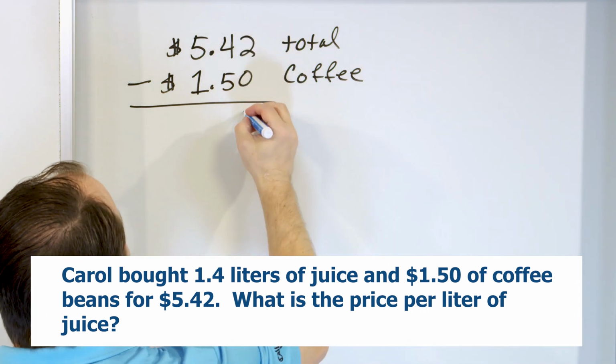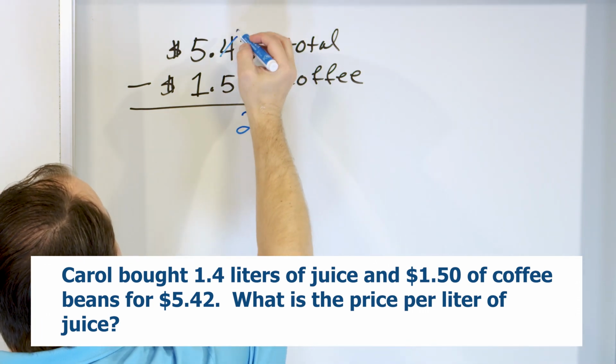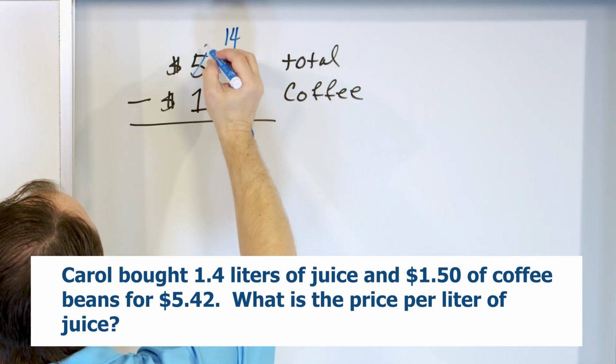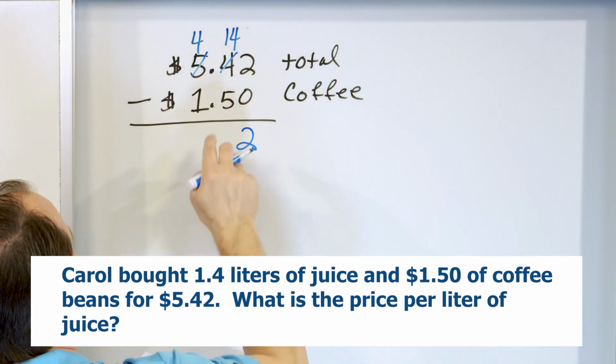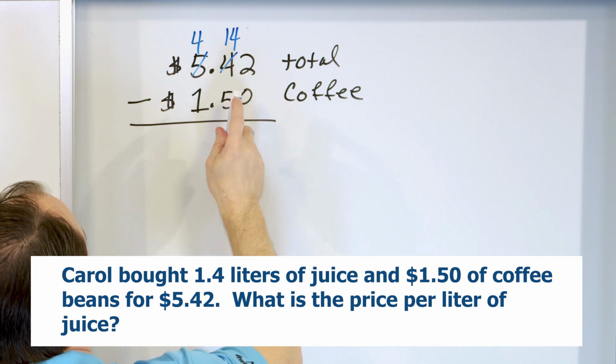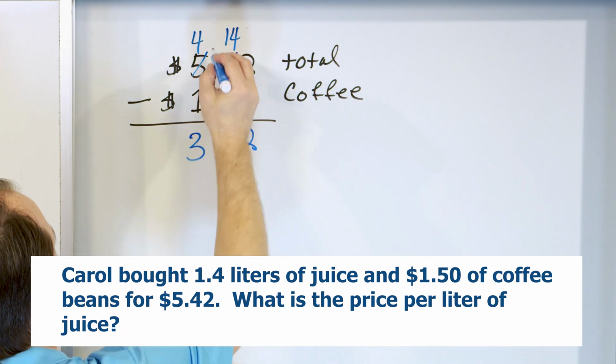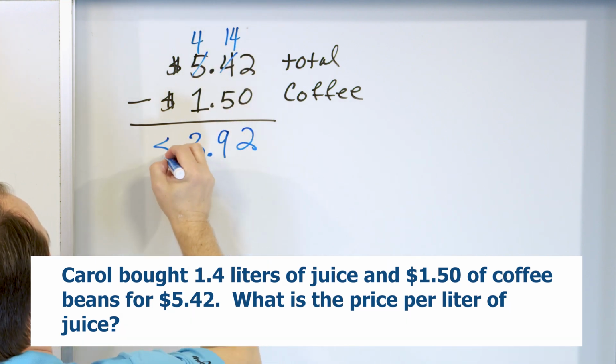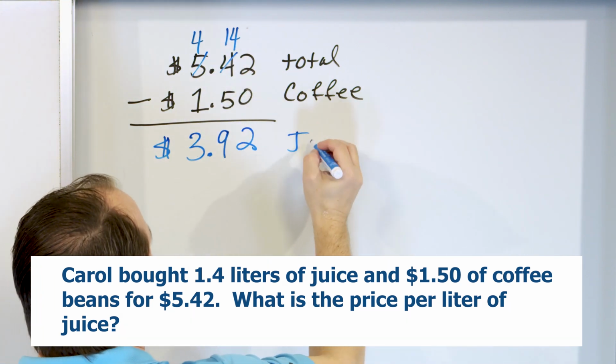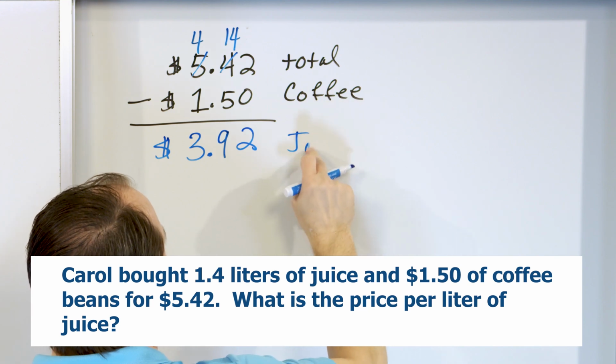We have 2 minus 0 is 2. The 4, we're going to have to borrow, making 14, and then this will become a 4. 14 going down is 13, 12, 11, 10, 9. 9 goes here. 4 minus 1 is 3, and the decimal point just drops right down through, and this is the amount of money I spent on the juice.